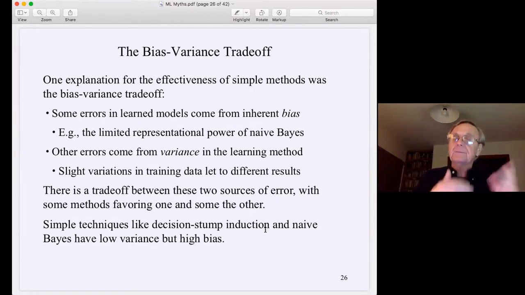It said that any system that learns from data is going to have two sources of error. One of them is the bias, which is related to how well it would do in the limit with infinite data. And that was often due to limited representational power. For example, naive Bayes just can't represent some things. But the other errors came from variance. That is, if you gave it slightly different training sets, then you might get very different learned models, and that would be a source of error at generalization time. And generally there's a trade-off between these. So some methods like naive Bayes and decision stumps would be high bias, low variance. Other methods like nearest neighbor and decision tree induction were the opposite. But more interestingly, people would actually decompose these and try to understand what the source of error was in their experiments.